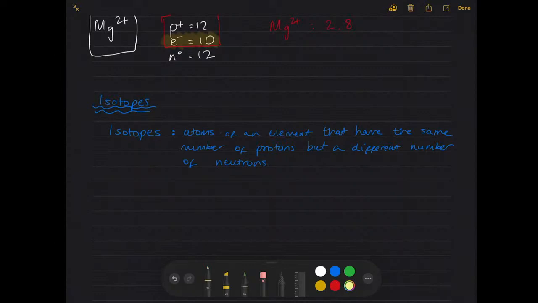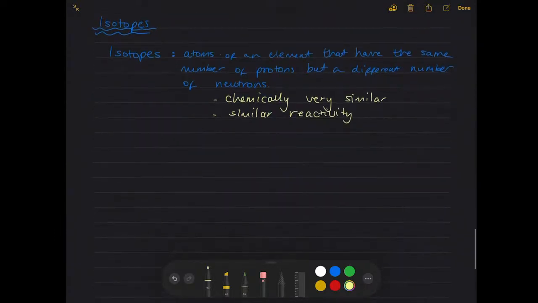A few things about that. Chemically, they are very similar. They undergo similar reactions, they undergo similar reactivity, and similar properties even. Where they are different is their mass. So their relative masses are different.